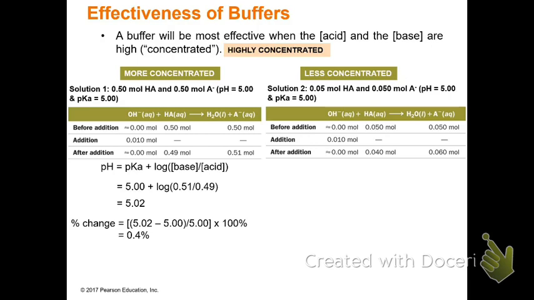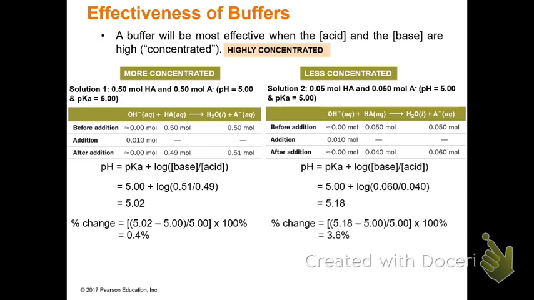And then we're going to compare solution number 2 here using the same approach. And you can see that the percent change is 3.6% versus 0.4%, proving that more concentrated buffers are more effective in neutralizing the added acid or the added base.